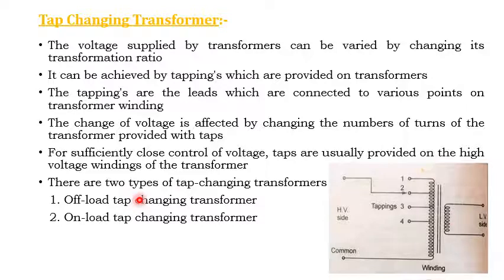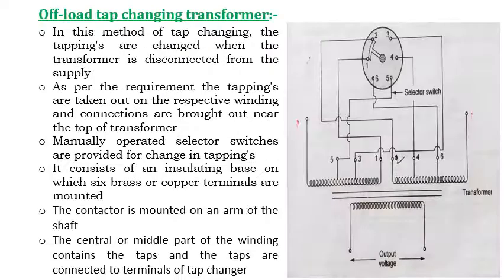Now, usually there are two types of tap changing transformers. The first one is the off-load tap changing transformer. The second one is the on-load tap changing transformer. Let us study the constructional features and working of these two types of tap changing transformers. Let us consider the off-load tap changing transformer.